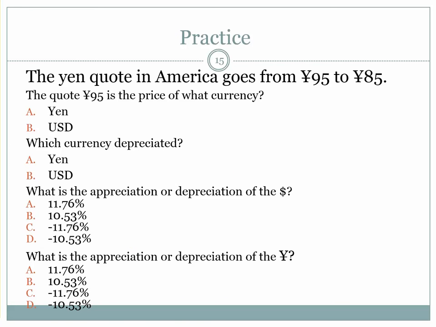So here's a practice problem for that. We'll start from the beginning. Say you hear the yen quote in America goes from 95 to 85 yen. Now what's missing here, this is the yen price of 1 US dollar. So I'll just fill that in. So what you see is the dollar has gone from 95 to 85, or the indirect quote of the yen went from 95 to 85.